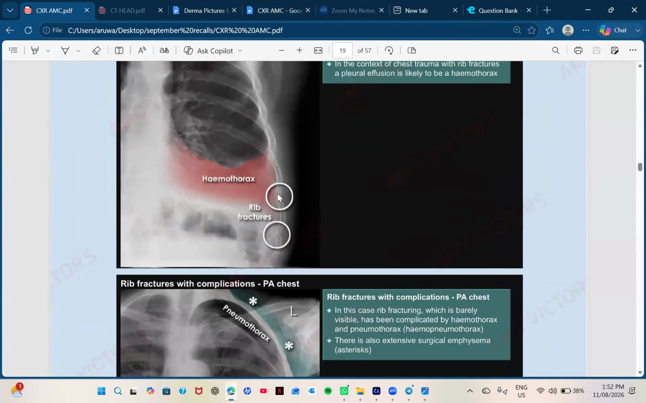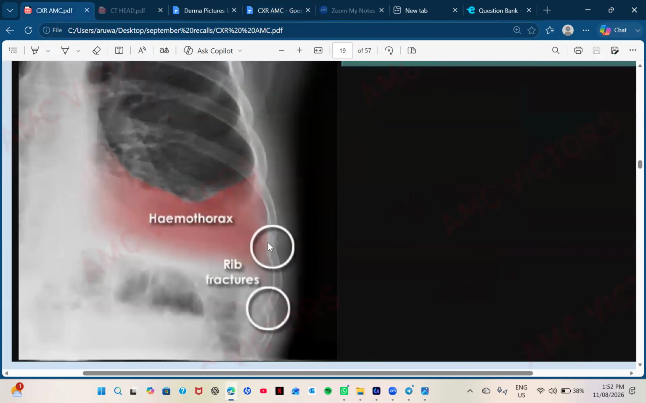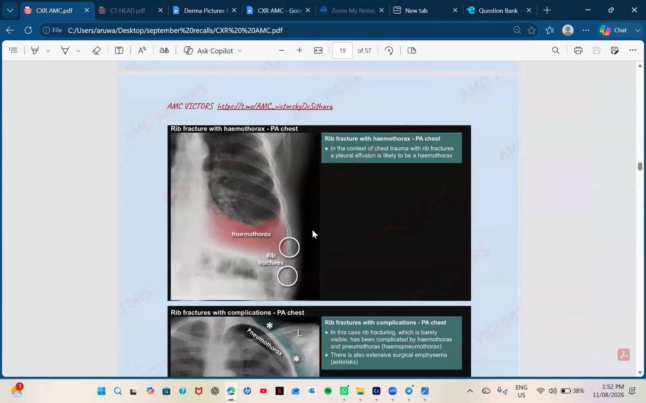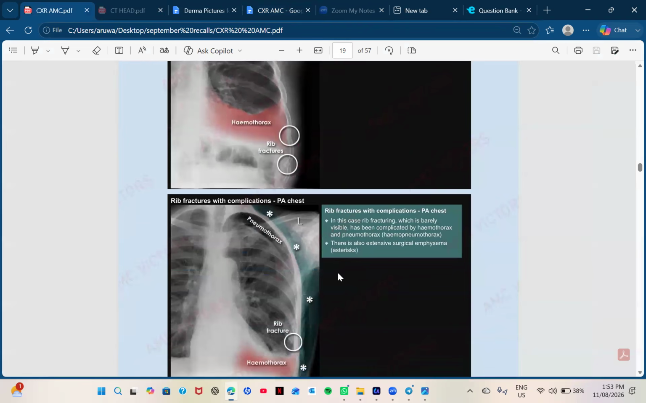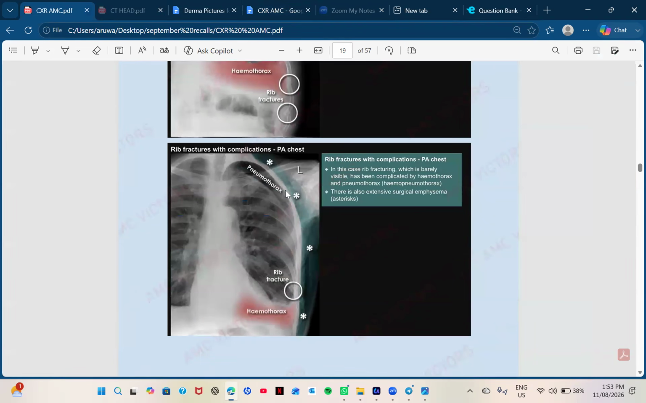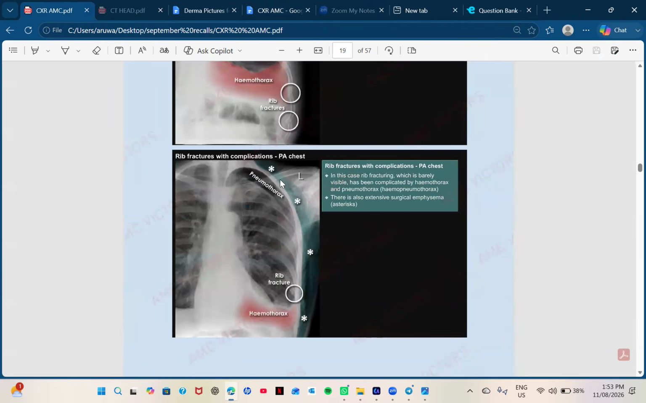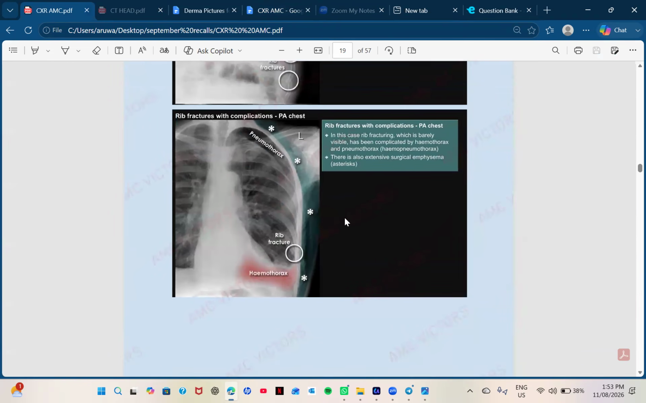Here is a rib fracture. Can you see the rib fractures here? Here the hemothorax, right? Here rib fractures with hemothorax. And here rib fracture with hemothorax and pneumothorax. Can you see? Rib fracture with hemothorax and pneumothorax. Yeah, this is how you need to understand it.